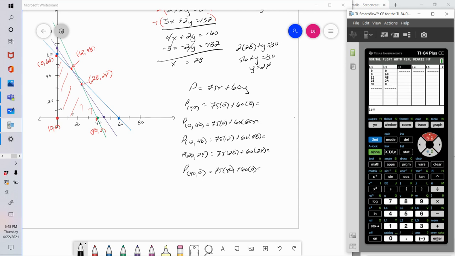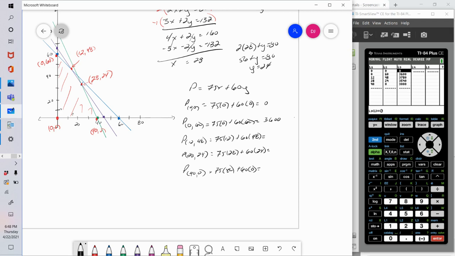Now I'm going to go to L3, press enter, and I'm going to say that I want to do 75 times the value that's in L1 plus 60 times the value that's in L2. And when I press enter, notice that all 5 multiplications are done at the same time. Okay, just another option on how to handle this.